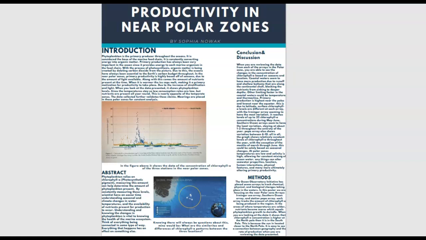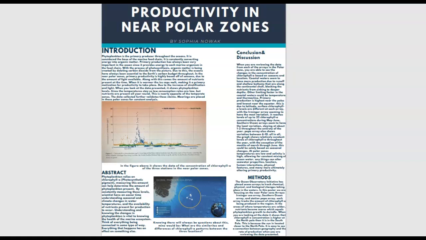When you are reviewing the data from each of the arrays in the near polar zone, you're able to see the changes in the concentration of chlorophyll A based on seasons and location. Coastal waters seem to have more production due to the runoff and the shallow bottoms along the continental shelf, blocking the nutrients from sinking deeper into the depths.